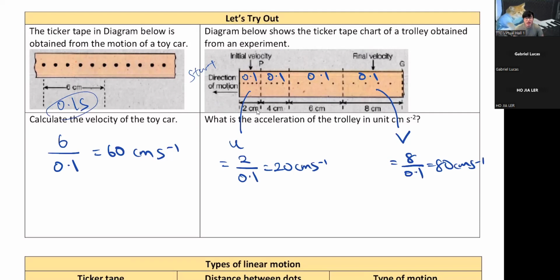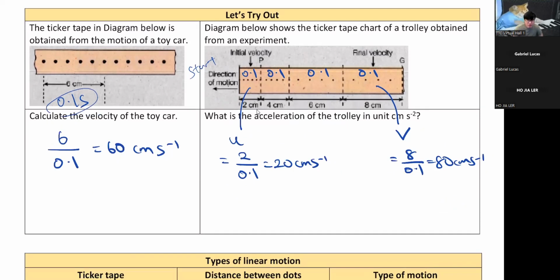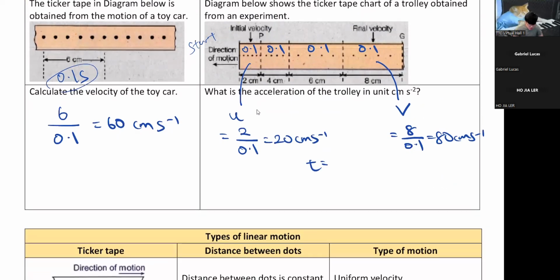So at least you will get to this point. If you can get this right, you can at least get these 2 right. Now here comes the challenge. The challenge is the time. You have 4 strips here. They even give you initial and final here already. Remember, we don't count our first strip, so there's 3 strips here. 3 times 0.1, so you get 0.3.